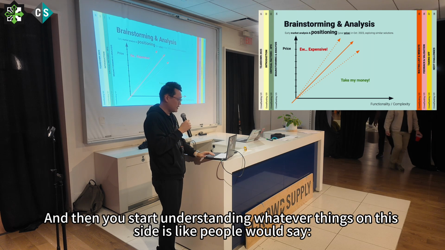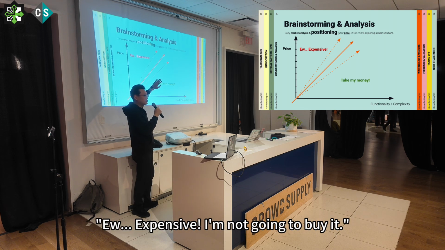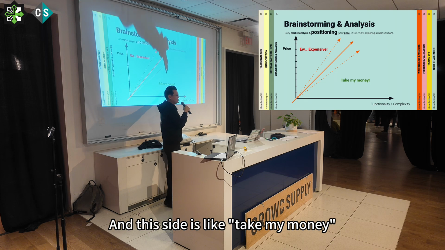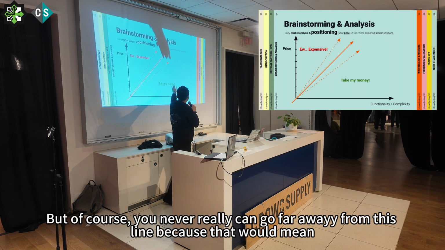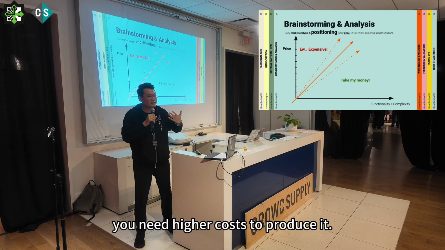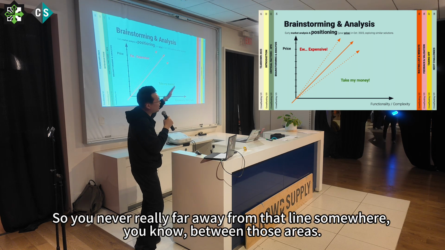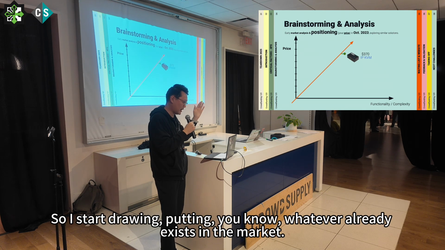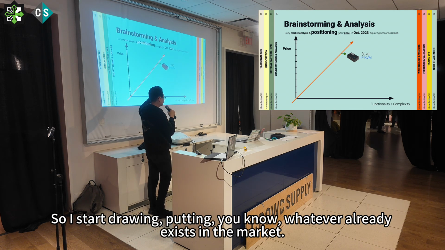And then you start understanding whatever is on this side, people will say, ew, it's expensive, I'm not going to buy it. And those on this side are like, take my money. But of course, you can never really go far from this line, because that means you need a higher cost to produce it. So you never really go far away from that line, somewhere between those areas.